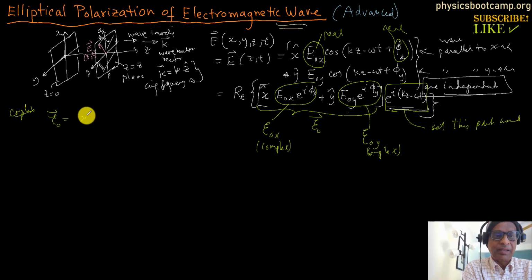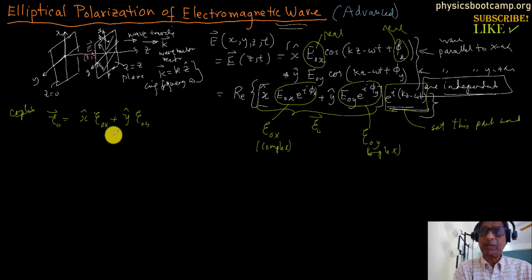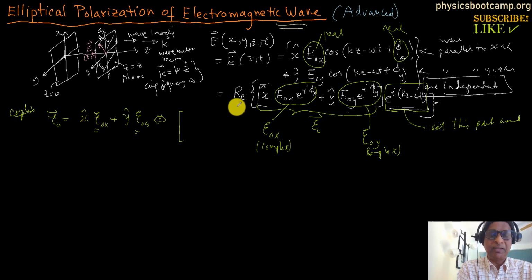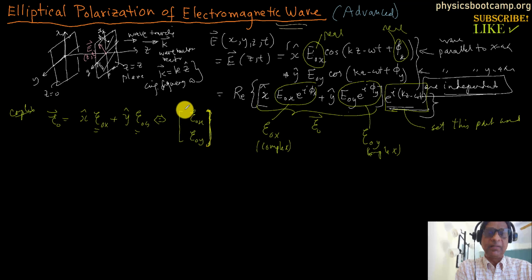I can write x hat e0x plus y hat e0y. And you may remember the vectors you can write like this in the xy, or you can denote it the same way, just the components as a column vector, e0x, e0y. And so this is a column vector, because this gives the electric field and everything.